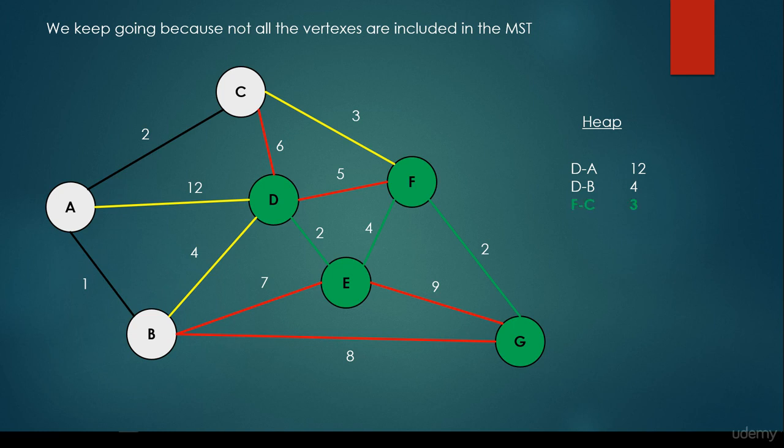So we get the minimum edge from the heap. It is the FC with the edge weight 3. So we keep visiting them and include them in the minimum spanning tree. Of course, we remove it from the heap and we are going to visit all the unvisited neighbors for C.